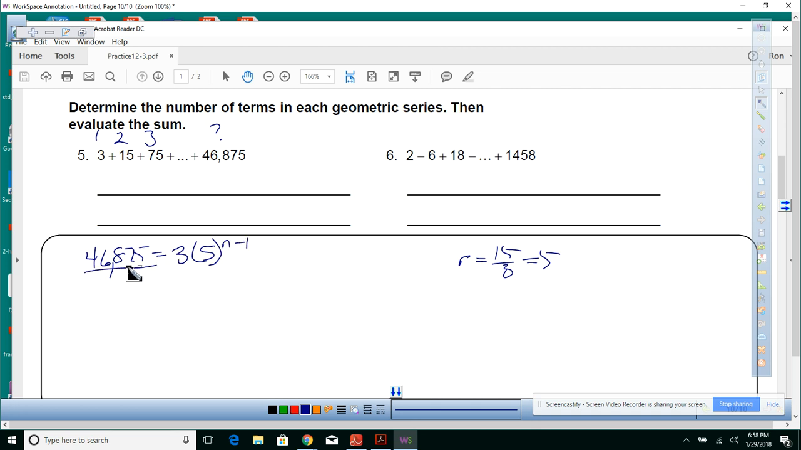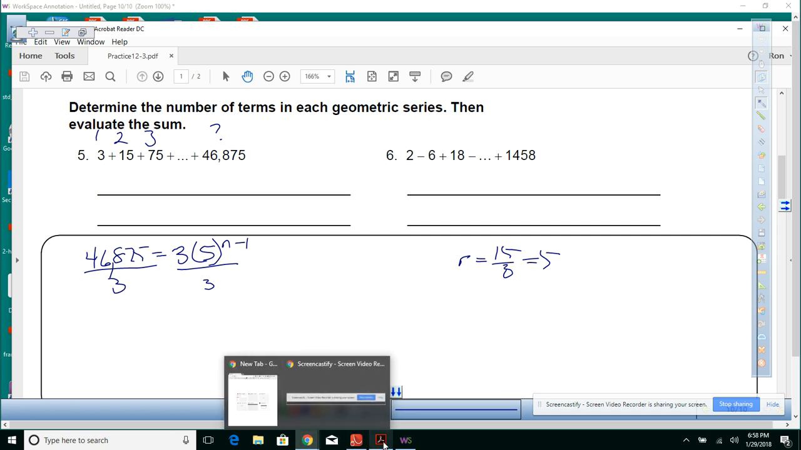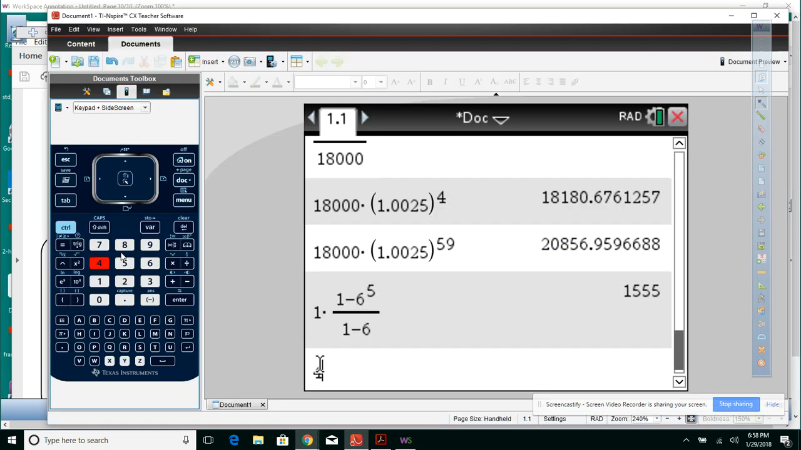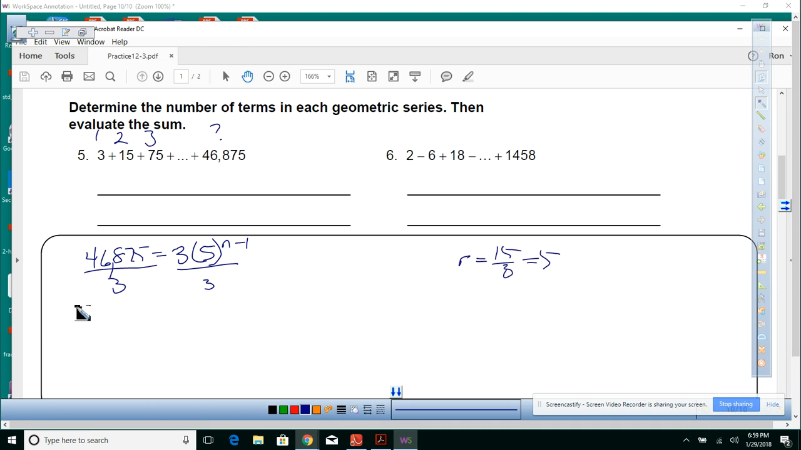So let's divide both sides by 3. And 46,875 divided by 3, 15,625. So 15,625 equals 5 to the n minus 1.